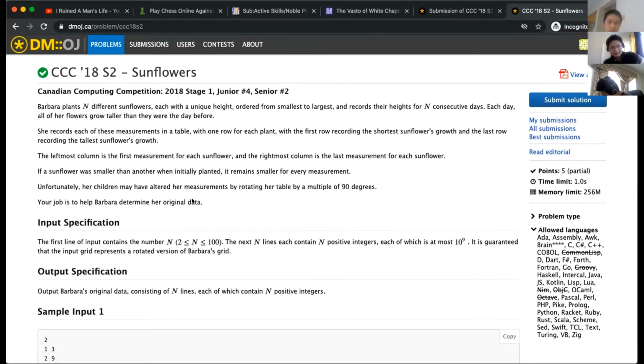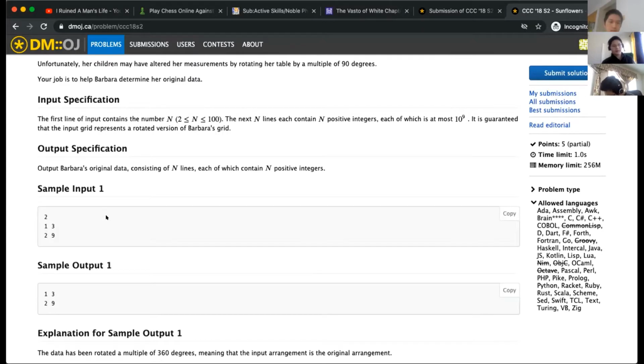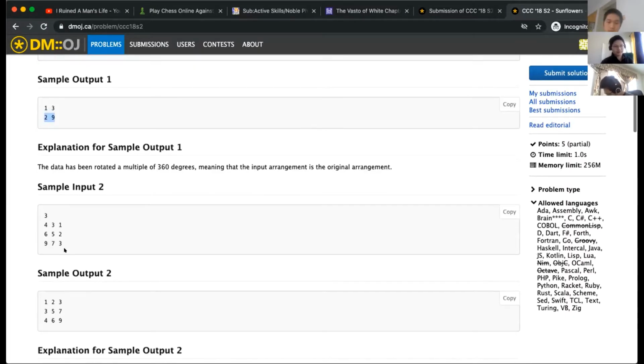So we know, and we have a specification of this n, how many consecutive days, is from 2 to 100. So we can read the problem. We realize we're dealing with a 2D array. We have a 2D grid of these numbers that we want to keep rotating until we can make sure this is in increasing order.